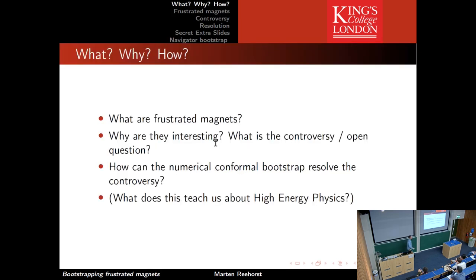So I'll explain what frustrated magnets are, and what the interesting open question about frustrated magnets is. There is some controversy, and I will explain how, using the numerical conformal bootstrap, I'm going to resolve this. And maybe, since this is called Eurostrings and this is purely condensed matter, I'll say some words on how it relates to a very similar problem in high energy physics in the conformal window of QCD.